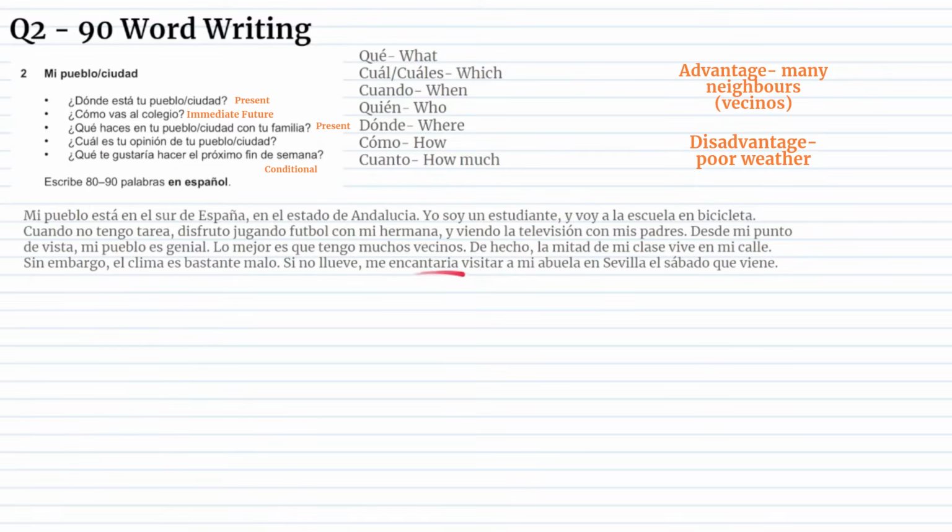I could write me gustaría here. It would be fine, no problem. But like I said, try avoiding that. Try writing another word. So same tense. Me encantaría visitar a mi abuela en Sevilla el sábado que viene. Again, el sábado instead of fin de semana. Saturday is the weekend. It's the exact same thing, just avoiding what has been said.